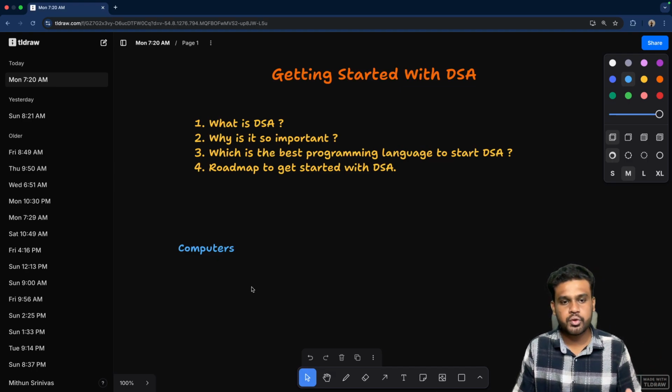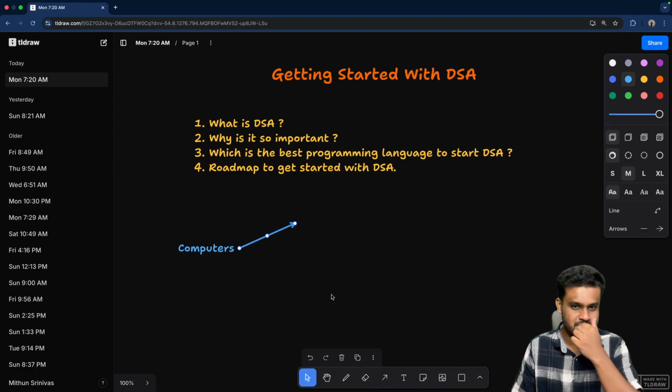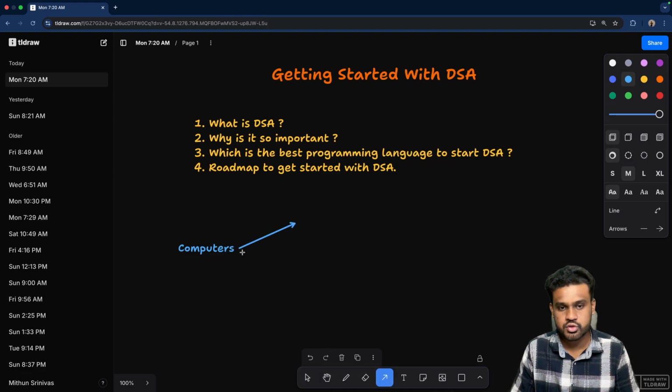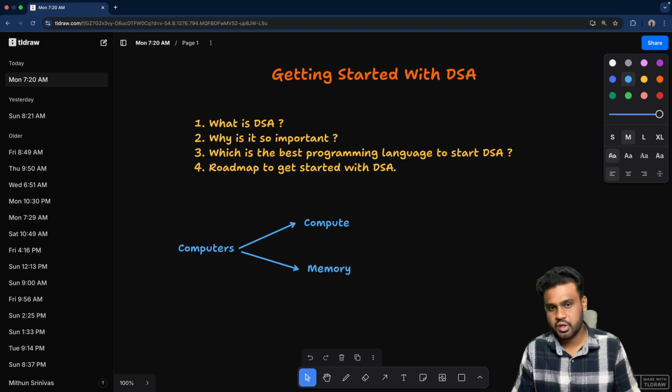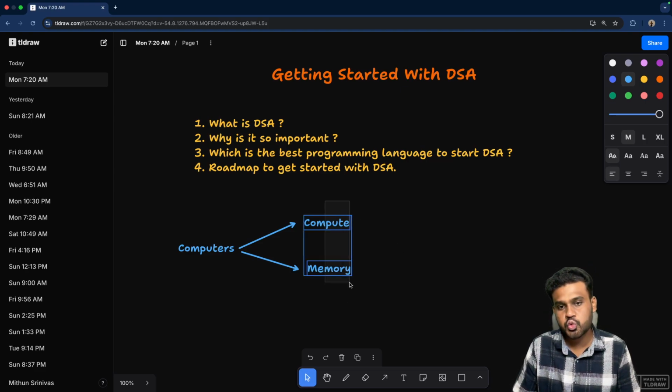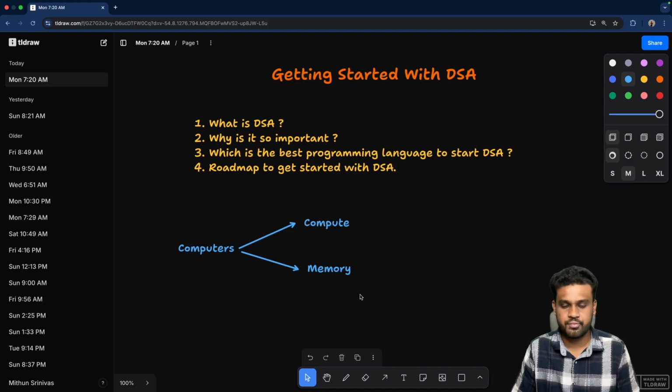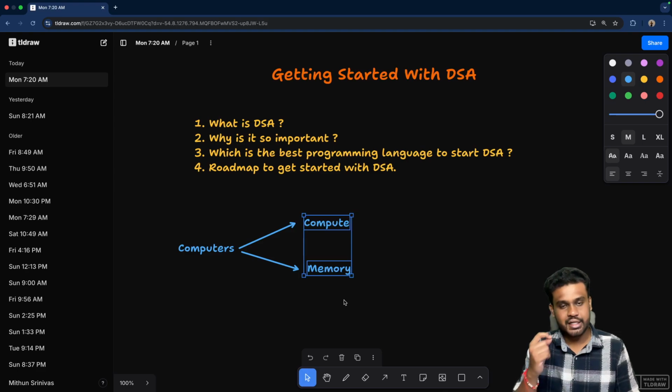Computers are capable of doing so many tasks because of two superpowers they have. They have a lot of superpowers, but at the core these are the two. One is the computing power, your CPU, and the next is the ability to store, the memory or storage. These are the two resources, or currency, you have with computers, and you should manage them better. That is where data structures and algorithms come into the picture.